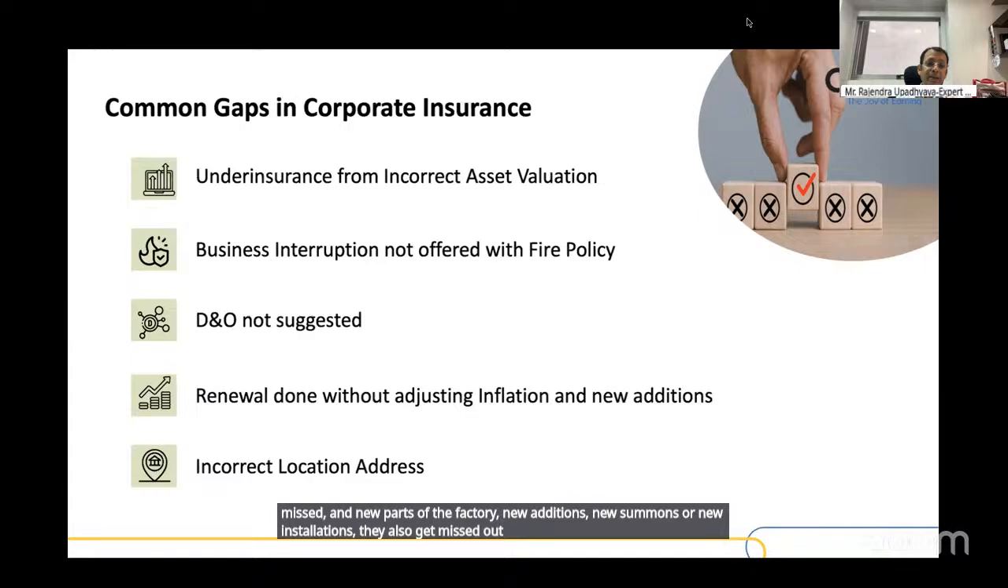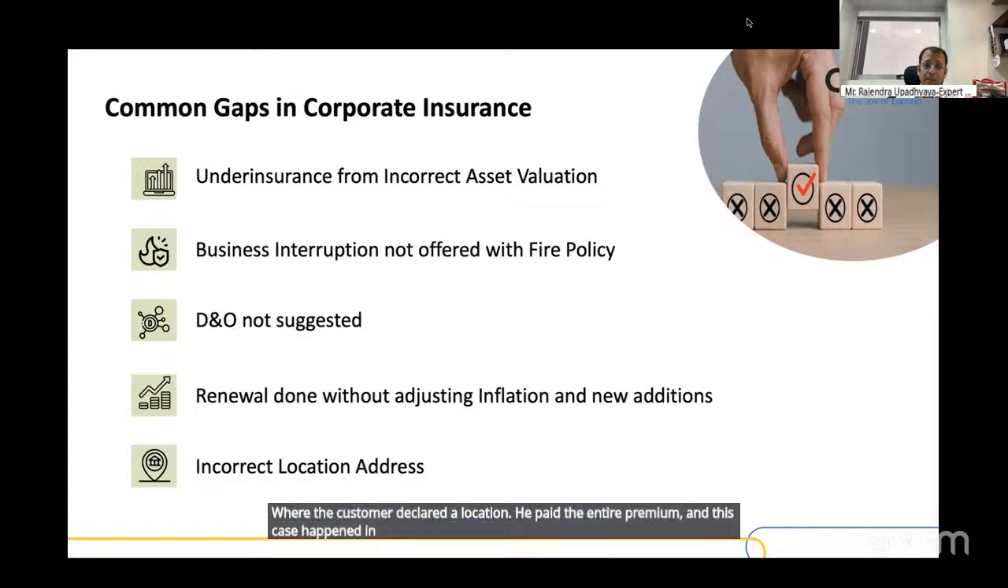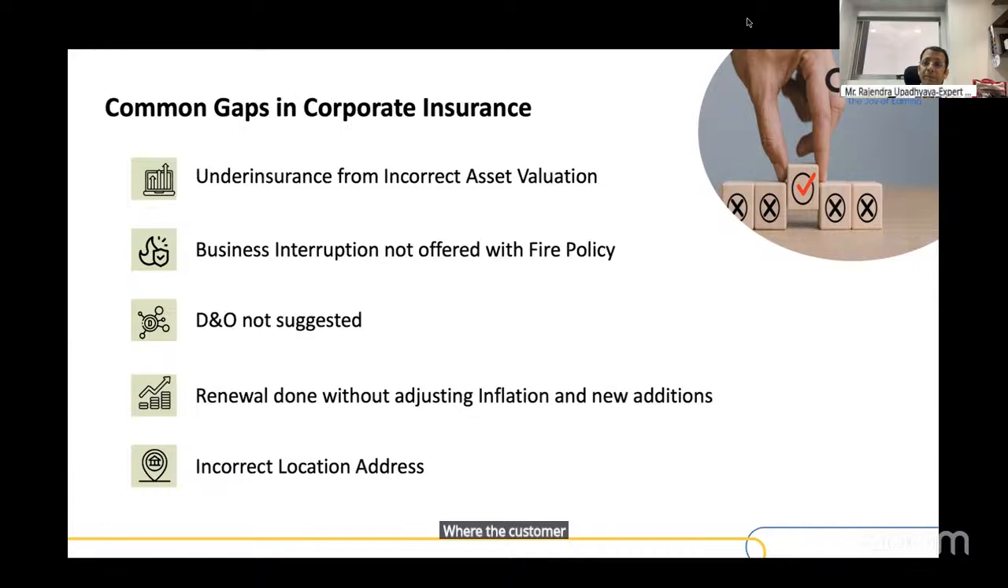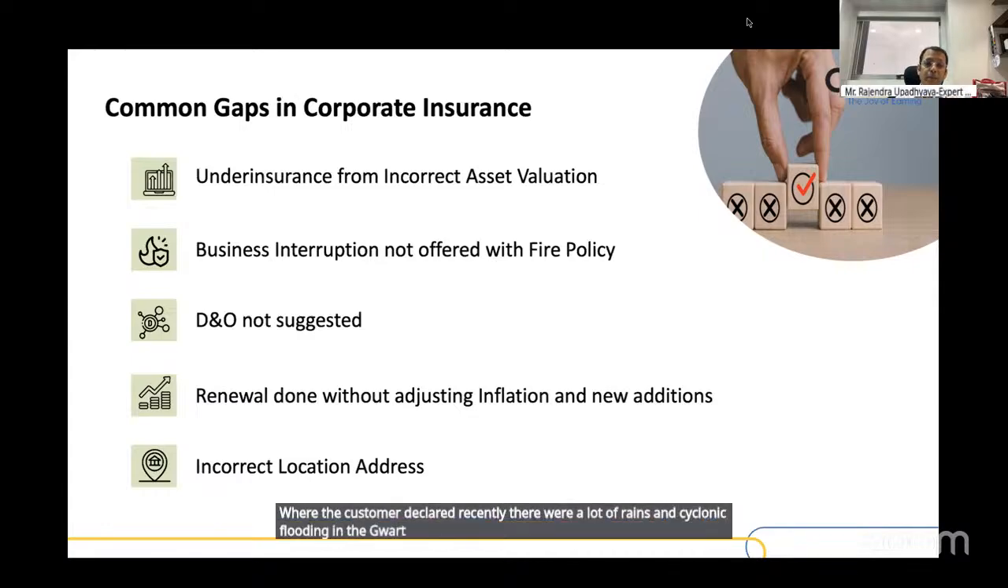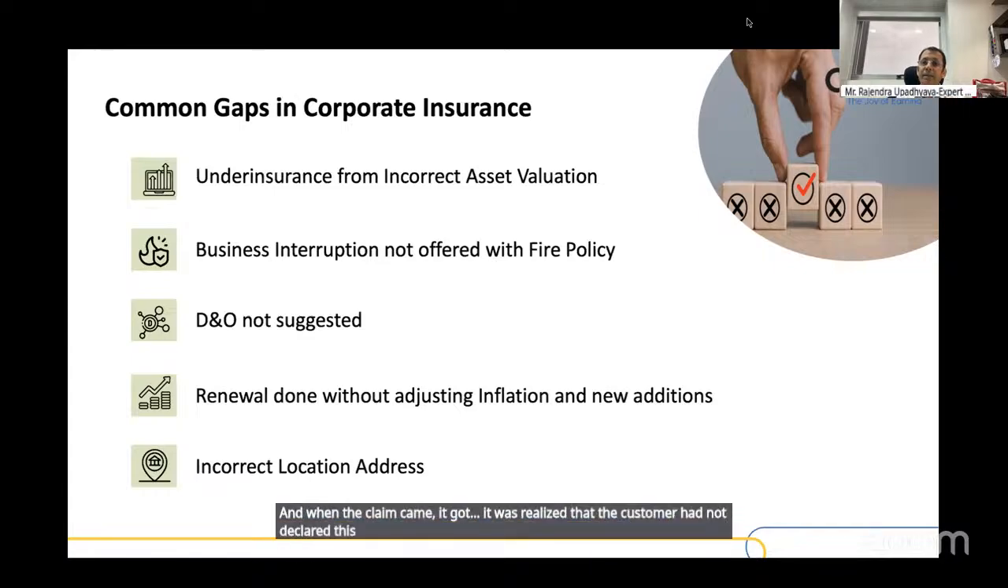One of the very interesting cases that we keep coming across, in fact, we also came across one case where the customer declared a location and paid the entire premium. This case happened in Guwahati, where recently there were a lot of rains and cyclonic flooding, and one of the boundary walls collapsed. And when the claim came, it was realized that the customer had not declared this address at the time of taking the fire policy.